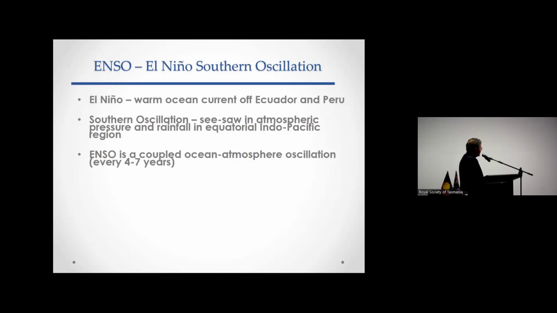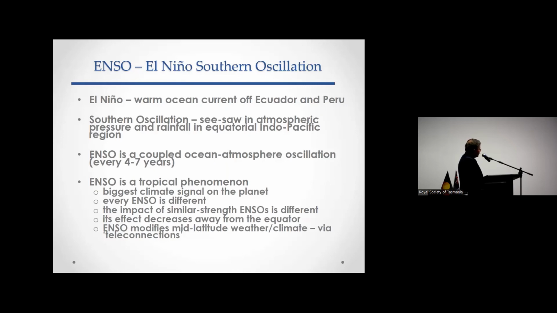It's believed that ENSO is a coupled ocean atmosphere mode, and it recurs something like every 4 to 7 years. It's a tropical phenomenon. It's the very, very biggest climate signal on the planet, but I hate to say it, every ENSO is different. Whenever ENSO or La Niña is predicted, the media just run with it and say it means there's going to be a drought or a flood. Sometimes, yes. It just moves the odds. Having ENSO in these particular states moves the odds, but it doesn't definitely ensure that you'll get some particular effect.